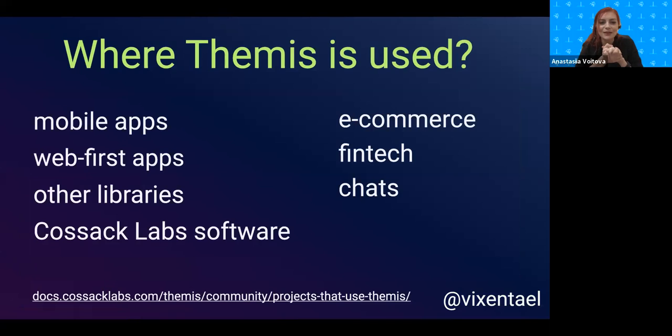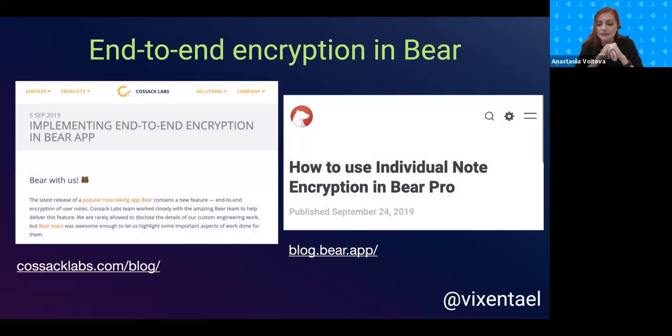The idea behind Themis is that people use it as an easy to use, hard to misuse cryptographic library, especially people who don't know cryptography, right? Regular developers who don't want to understand cryptography, who just want to protect their data. In most cases, Themis is used in mobile applications, in e-commerce apps, fintech, for example in the Bear application. Bear is a note-taking app, and we built end-to-end encryption of user notes in Bear.